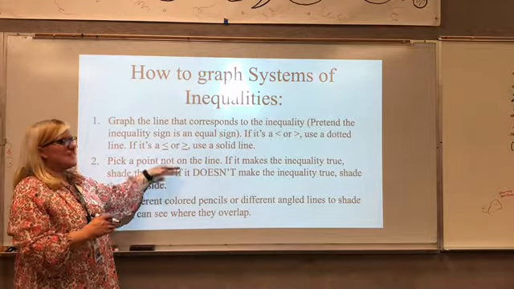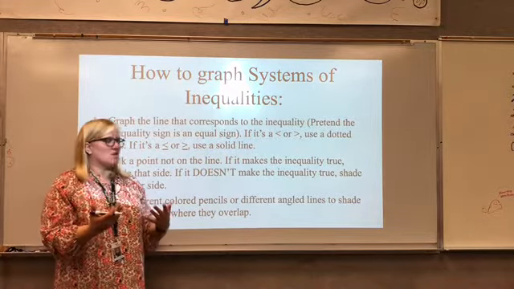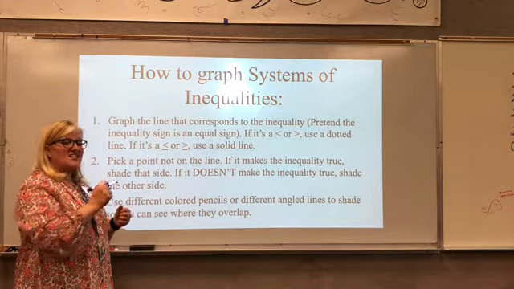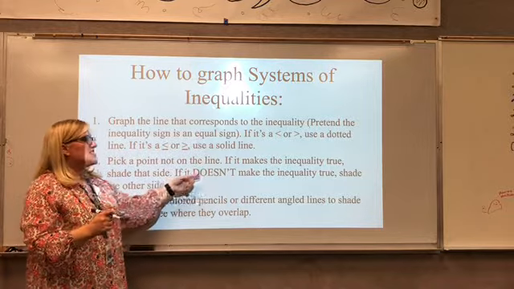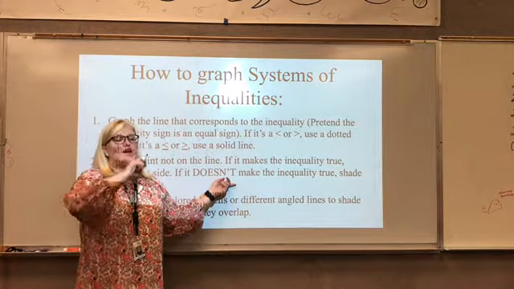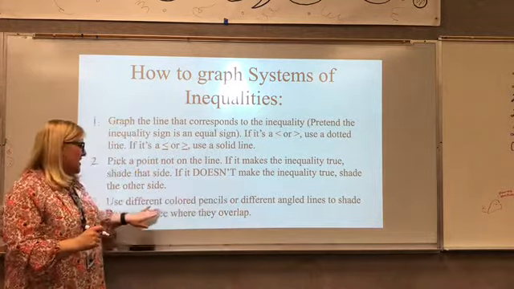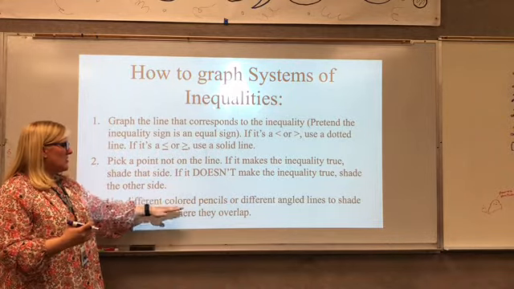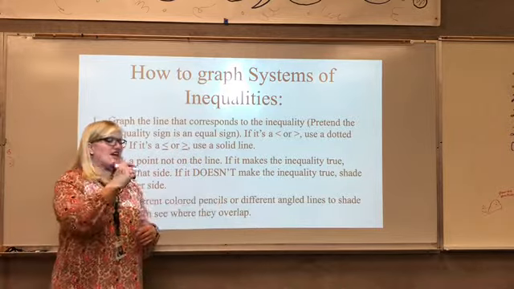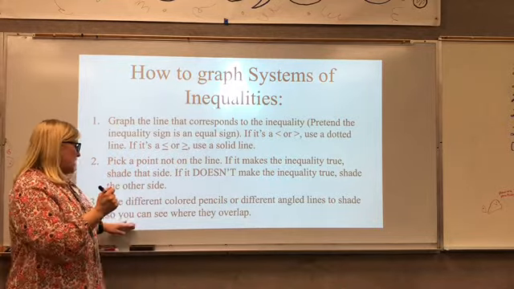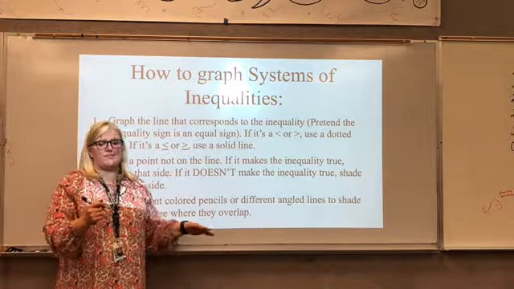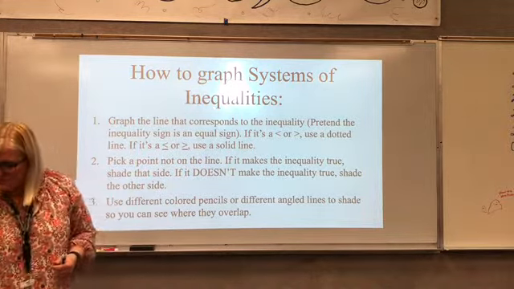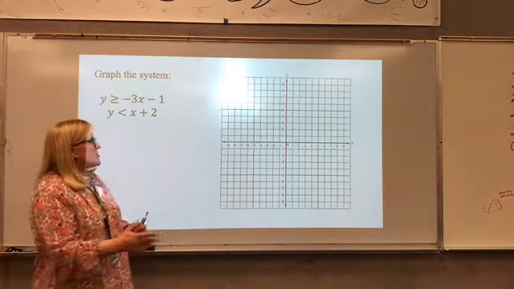Pick a point not on the line. Usually we use (0, 0). If it makes the inequality true, shade that side of the line. And if it doesn't make the inequality true, you shade the other side. And then you don't have to use different colored pencils, but you can use different colored pencils or different angled lines to shade so you can see where they overlap. Okay, so again, you can pause the video and write that down if you want. It's easier though just to show you.